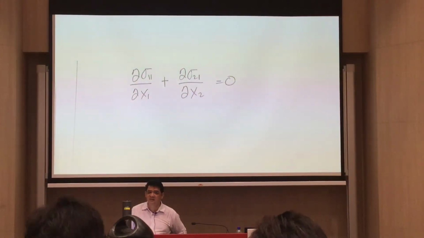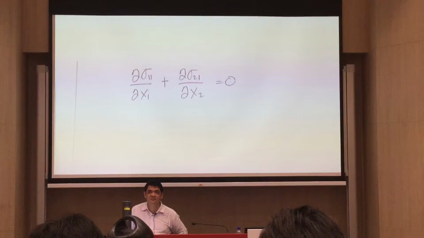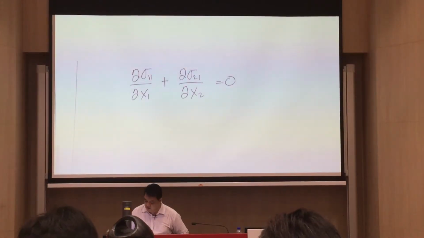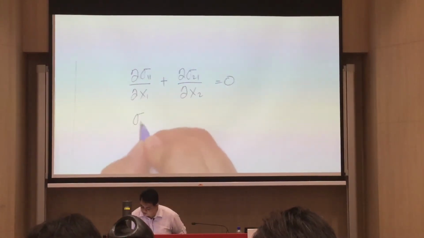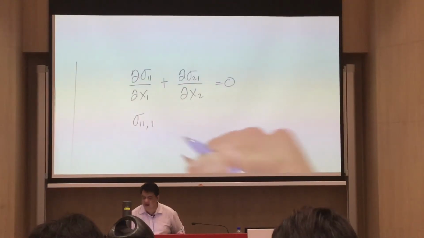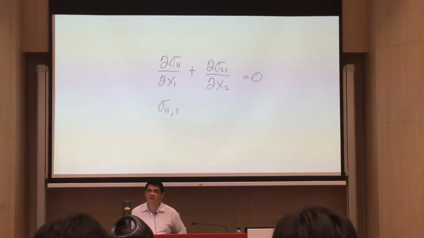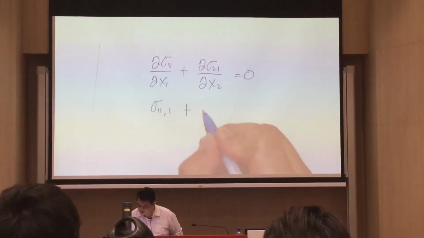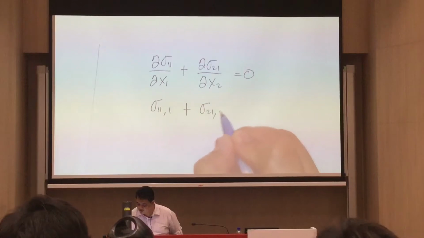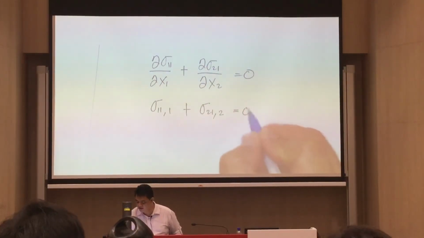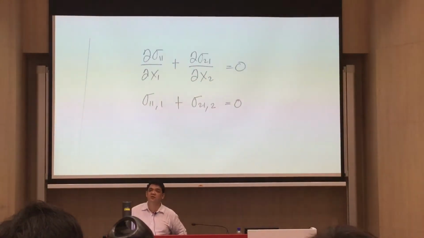Remember the comma sign? So we can write this one as sigma 1,1 comma 1, yeah? Meaning differentiation. Plus sigma 2,1 with respect to 2, comma 2. Sigma 2,1, comma 2.